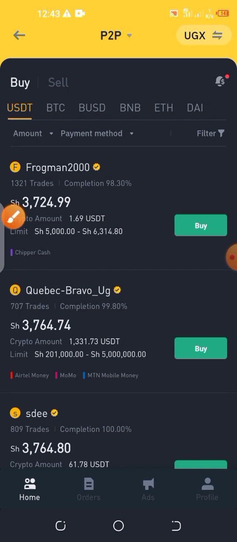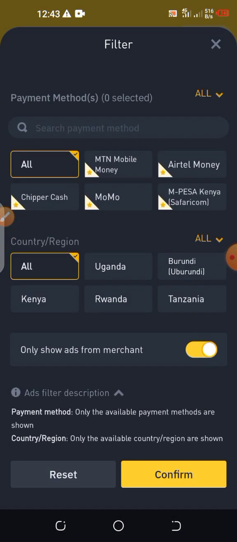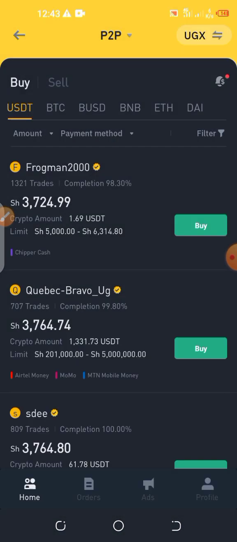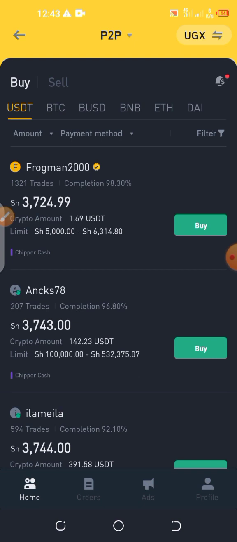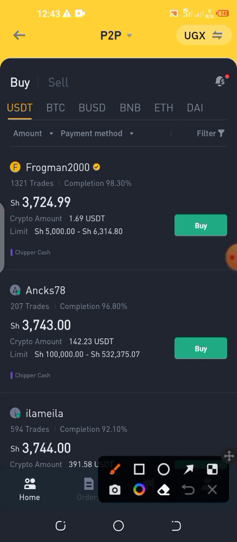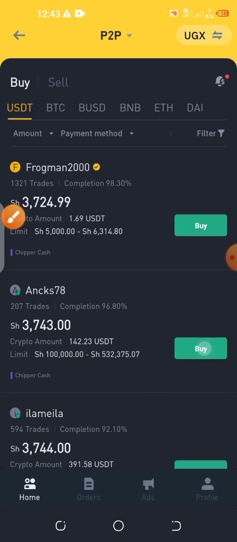But for this round, we are looking for the cheaper price so that we can enjoy the arbitrage. So what you're going to be doing is this. Look at this one. We're going to buy from this person here. He has 142 USDT in his account, so let's buy from this one.